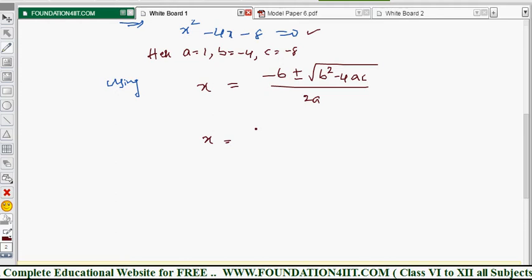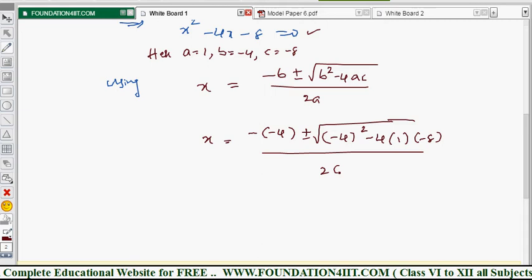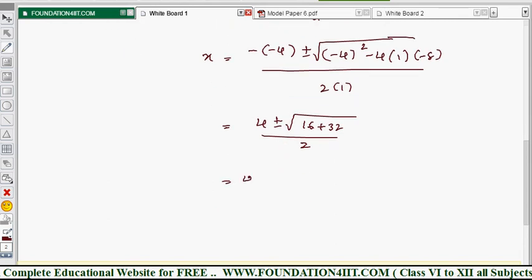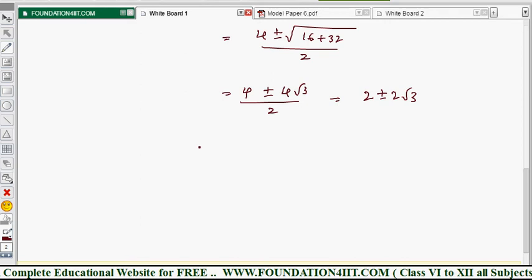So by substituting, minus of minus 4, because b is minus 4, plus or minus square root of (minus 4) whole square, minus 4 into a is 1, into c is minus 8, divided by 2a, so 2 into 1. So finally we will get 4 plus or minus square root of 16 plus 32, divided by 2, and that is 4 plus or minus 4 root 3. Okay, 16 plus 32 is 48. We can write 16 into 3, then that is 4 root 3 divided by 2. Take 2 common and cancel, then 2 plus or minus 2 root 3. Then 2 values here.